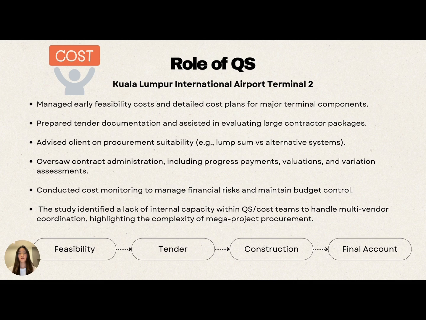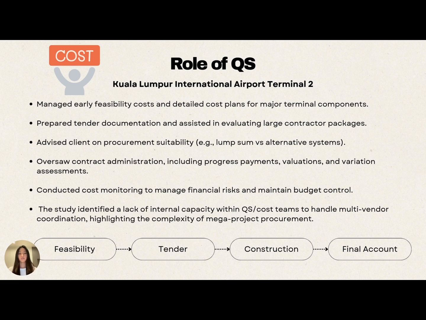As for the role of QS in this case study, QS managed early feasibility costs and detailed cost plans for major terminal components. QS prepared tender documentation and assisted in evaluating large contractor packages. QS also advised the client on procurement suitability, such as lump sum versus alternative systems. In this case study, the lump sum procurement method was selected. QS also oversaw contract administration, including progress payments, valuations, and variation assessments. QS conducted cost monitoring to manage financial risk and maintain budget control.